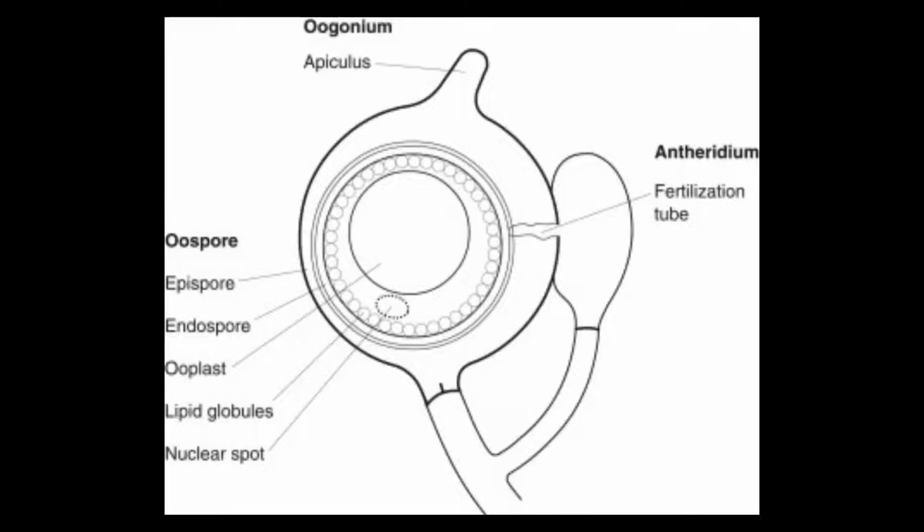And this is the picture of gametangium. It consists of three main parts: oospores, oogonium, and antheridium. For the oospores part, we have epispore, endospore, ooplast, lipid globules, and nuclear spot. For oogonium, we have apiculus. For antheridium, we have fertilization tube.